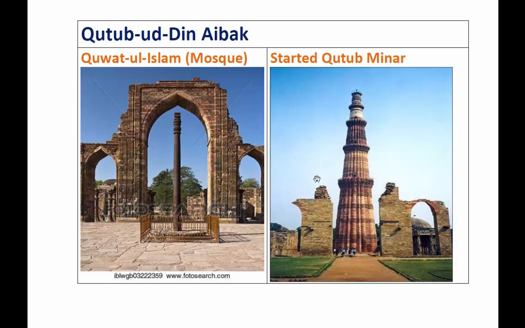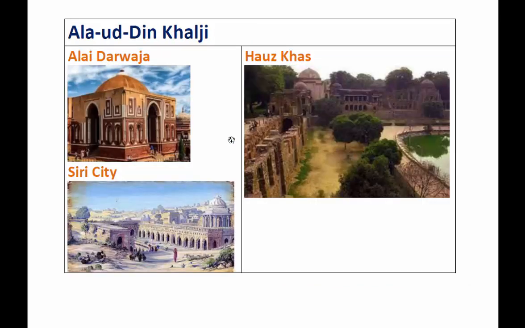So this was during the time of Qutbuddin Aibak, and during the time of Alauddin Khilji, he took a lot of interest in construction works, so to say. The first one is the Alai Darwaza. This was built by Alauddin Khilji in Delhi, and you might have heard of Hauz Khas. This is the remnant of Hauz Khas in Delhi.